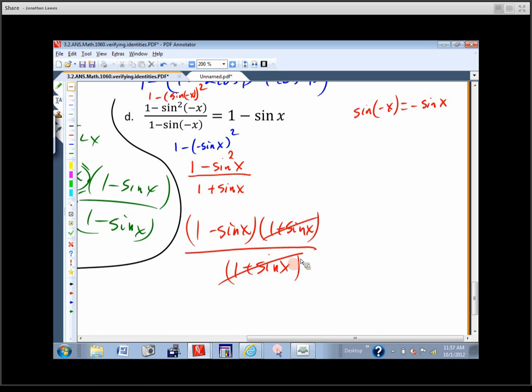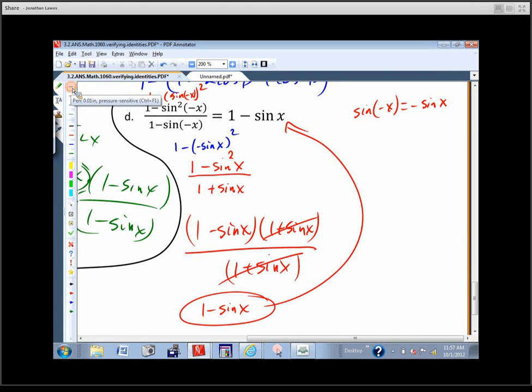Cancel off the common factors. So this is 1 minus the sine of x. I can circle that and say, hey, look, I made this side look like the other side. This is a true identity. Let's run back through here and at least keep in mind what we did. What substitution was this? Or what identity? Okay, so I'd do maybe an odd even right here, just to remind us what we did.